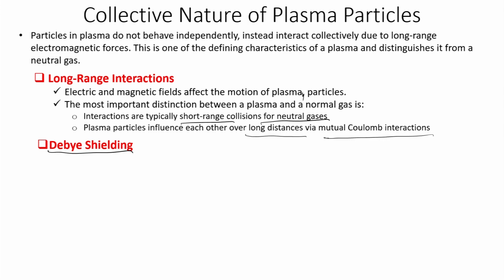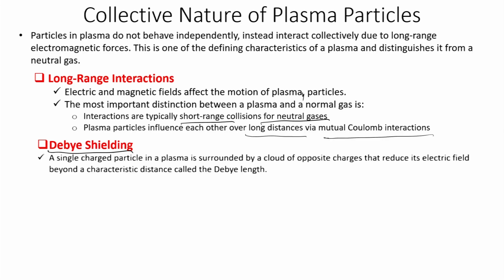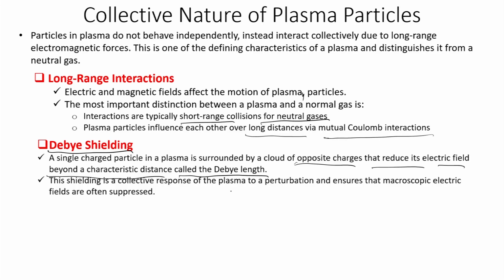This is also a striking difference, and it also shows the collective behavior. Whenever you try to perturb the plasma, it reorganizes itself to restore its neutrality. A single charged particle in a plasma is surrounded by a cloud of opposite charges that reduce its electric field beyond a characteristic distance, which we defined as the Debye length. We derived the expression for the Debye length, and this shielding is the collective response of the plasma to the perturbation, ensuring that macroscopic electric fields are suppressed. They will be there within some limited volume, and outside it there is no field because of Debye shielding.